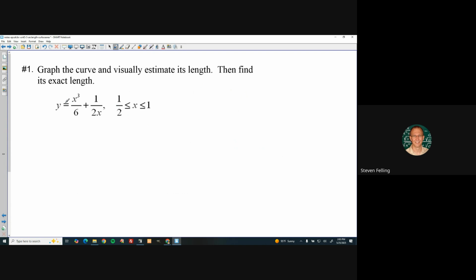This says graph this function and visually estimate its length, and then find its exact length. Okay, so they're asking me to graph this function. Let's do that with a calculator.